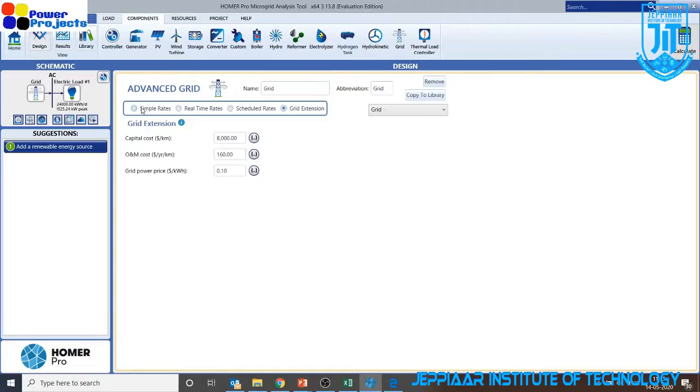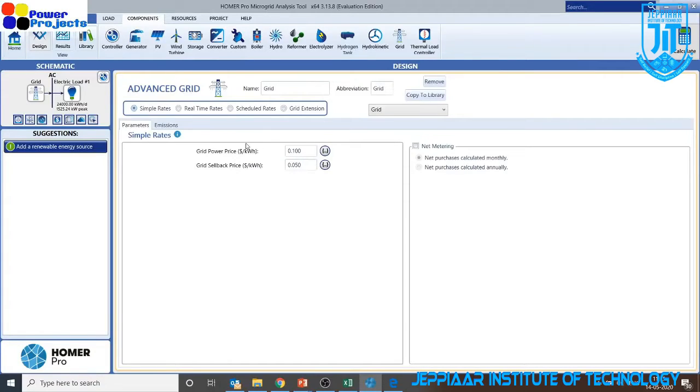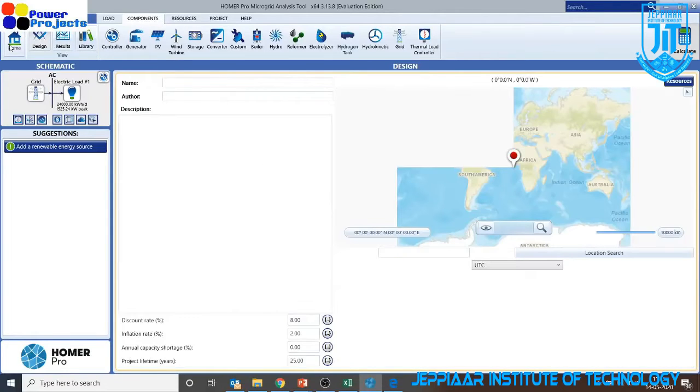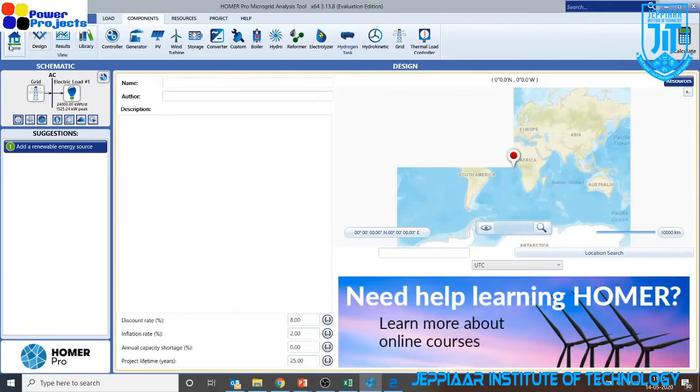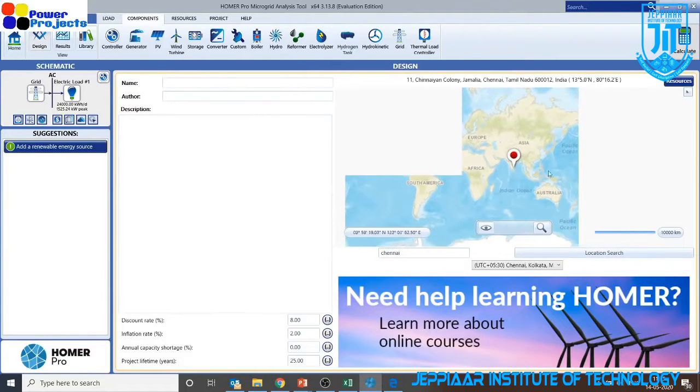So let me start with a simple rate. I don't want this project to be in dollars. I want the project to be in rupees. For that, first I need to freeze the location of the project. Assume this industry is in Chennai. I can just search Chennai. Yes, automatically this Google map picks up the location Chennai. This location is important when you are modeling your solar and wind farms, because the solar radiation or wind velocity depends upon the location.